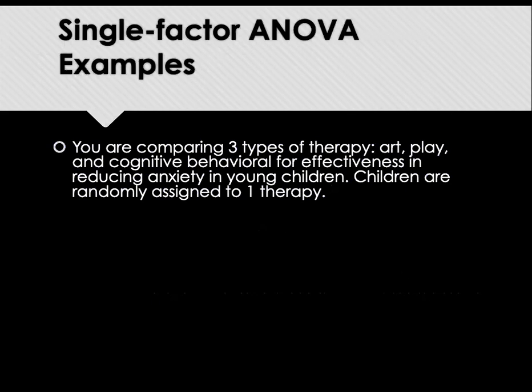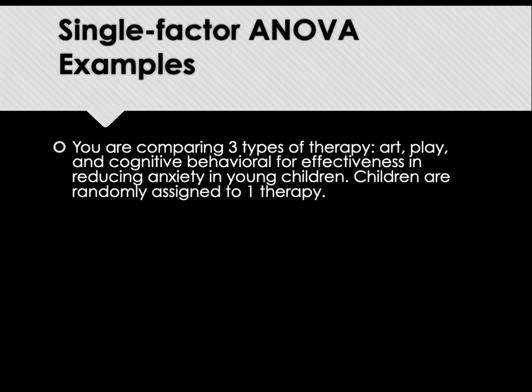Okay, so here are a couple of examples. And let's, for practice, identify the factor and levels for each design or each example. So this first one, you're comparing three types of therapy: art therapy, play therapy, and cognitive behavioral therapy for effectiveness in reducing anxiety in young children. So it's kind of what the example I was just talking about. Children are going to be randomly assigned to one therapy only, okay? So that's independent measures. They're not going to do all three. They're just going to be assigned to one type.